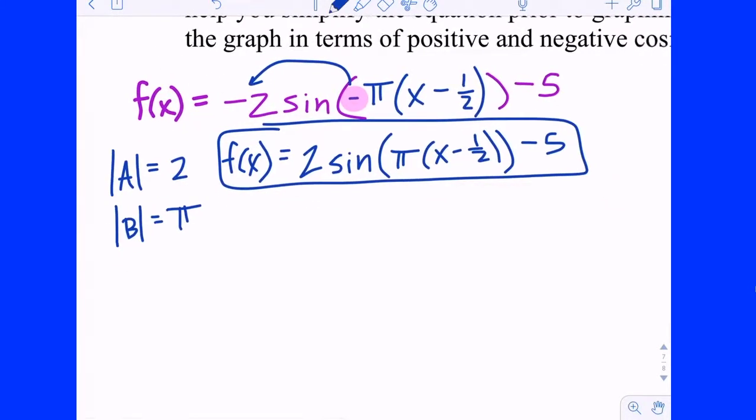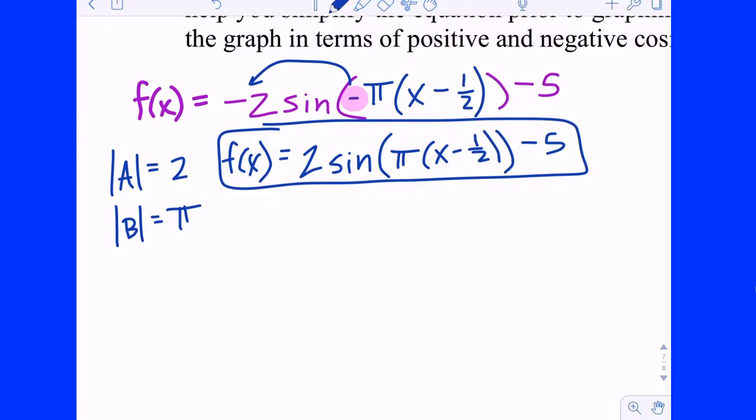Now let's take inventory. The absolute value of A is 2, but are we going to be flipping the highs and lows anymore? We are not. That's awesome. That's one less thing to do. And do we have the negative b value anymore? Nope, we don't have to flip it at all. So there you go. Anytime you have a negative b value for a sine or a cosine, you do not have to do a y-axis reflection. If it's a sine function, what do you do with the negative b value?